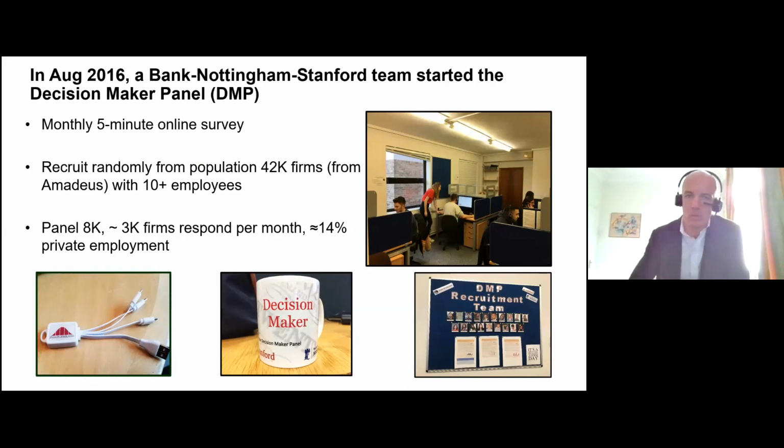Once they've agreed to join, we send them a monthly online survey, which we try and keep as short as possible. We do things like send them mugs to say thank you and to keep them in, and little USB chargers here, because it's of course really important to keep people in the panel for as long as possible, so that we have a panel element in the survey. We're very happy with the results that we've seen over the past 4 years. As it's grown, it's gone from strength to strength, and we now cover something like 14% of private sector employment in the UK, which isn't bad.